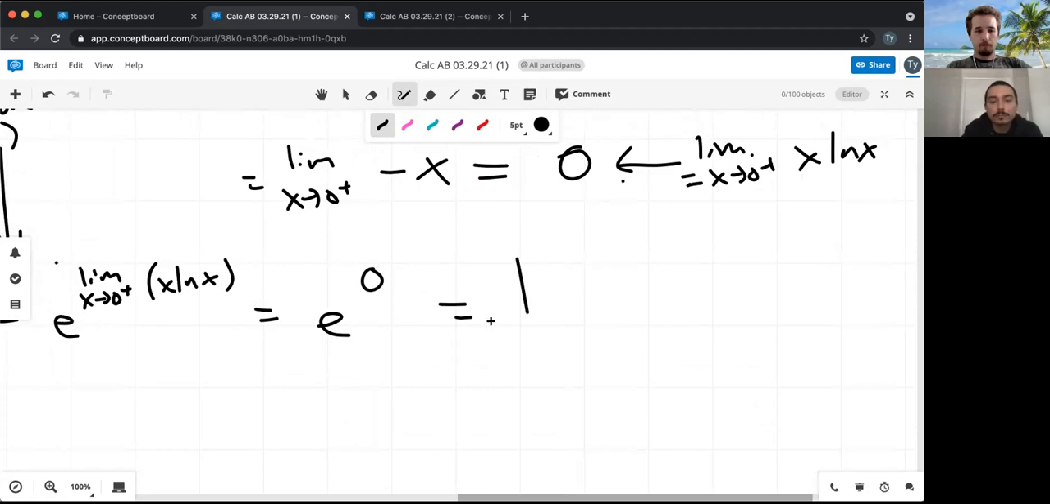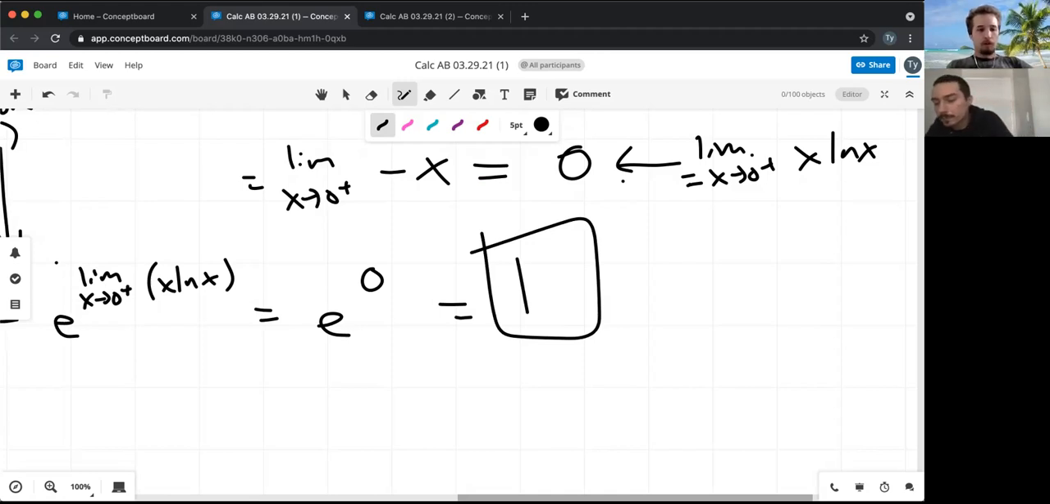E to the 0 is 1. Ta-da. So because we took the natural log of both sides, I did it a slightly different way than Mr. C. I did a video on this that I'll post in the chat right now on how to use logarithms to get an equation in the form that we can use L'Hopital's for.